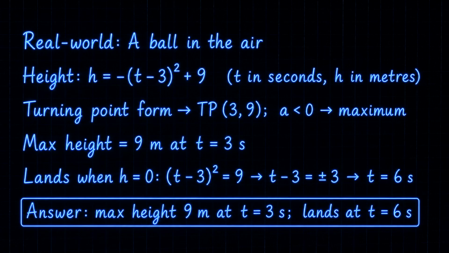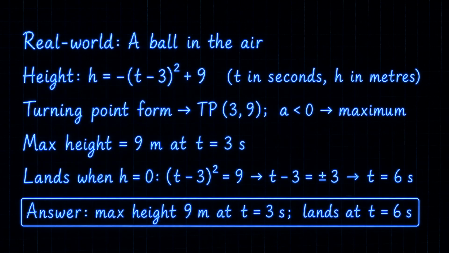Where does this show up in real life? Anything that flies and falls. Say a ball's height is h equals minus (t minus 3) squared plus 9, where t is time in seconds. It is in turning point form, so the turning point is (3, 9). And because a is negative, that is a maximum. So the ball reaches its highest point, 9 meters, at 3 seconds.